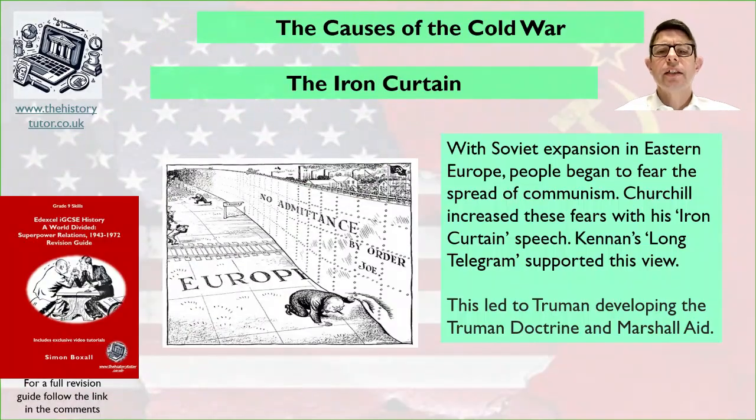We then get the idea of the Iron Curtain. So with Soviet expansion in Eastern Europe, people began to fear the spread of communism. Churchill increased these fears with his Iron Curtain speech. This was supported by the American ambassador to Moscow, Russia that is, a man called George Kennan, and his long telegram. And this very much supported Churchill's view of Russian expansionism into Eastern Europe, setting up communist states behind this big Iron Curtain. So this led to Truman developing the Truman Doctrine and Marshall Aid. His beliefs would then start to create a Cold War.